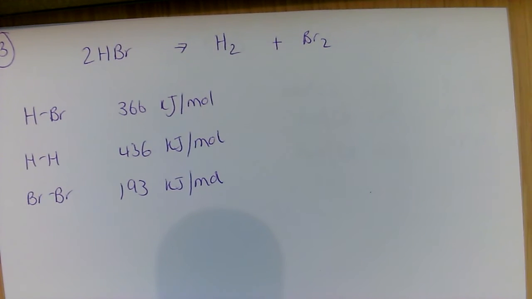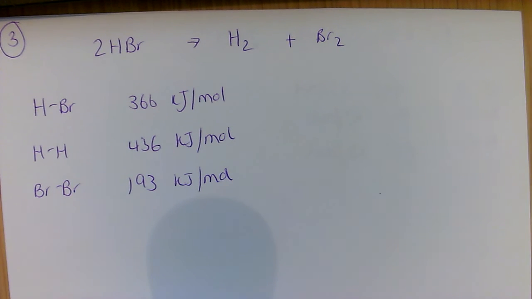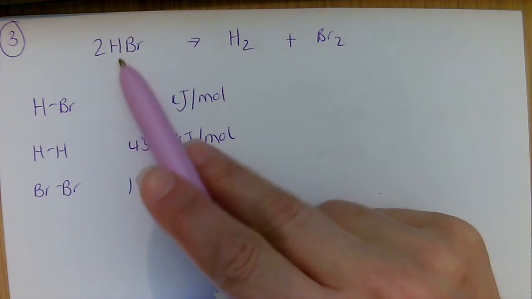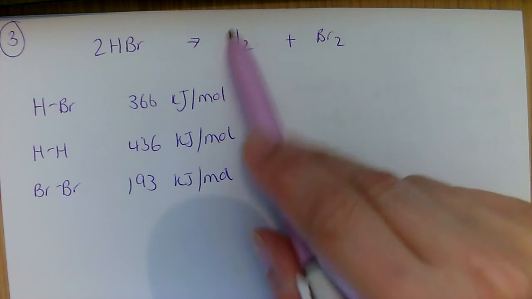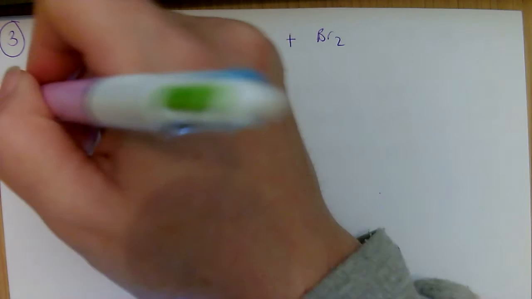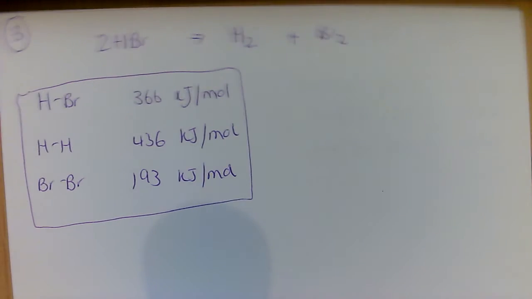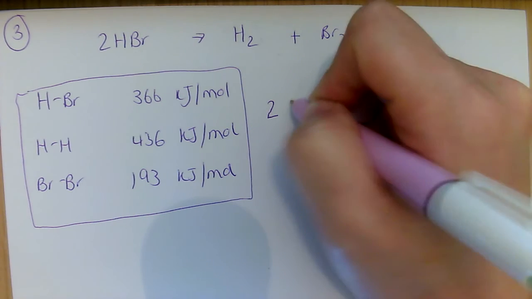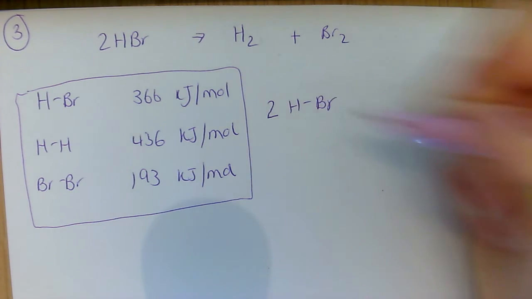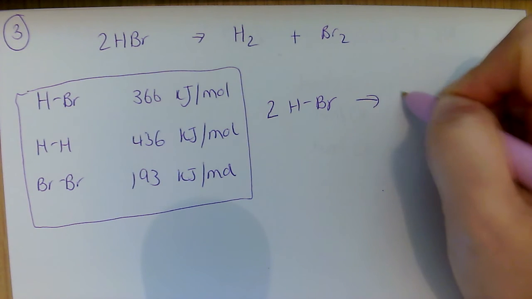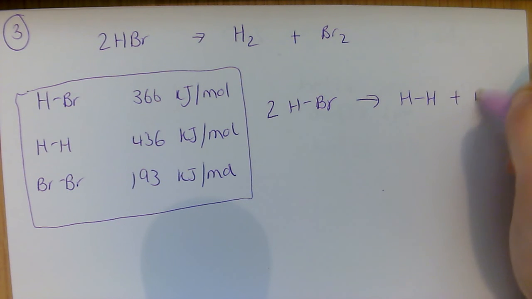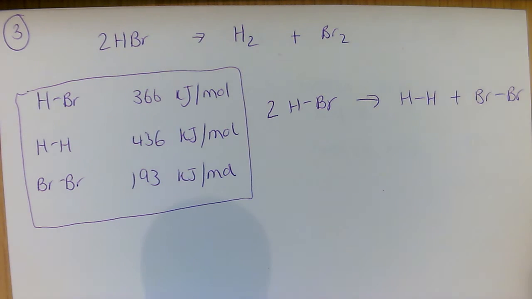Okay, so we've had a look at two examples of exothermic. So let's look at endothermic now. So here you've got the decomposition of hydrogen bromide, so hydrogen bromide decomposing into hydrogen and bromine. And there's our values. And here we've got 2 HBr going to hydrogen, hydrogen plus bromine, bromine.